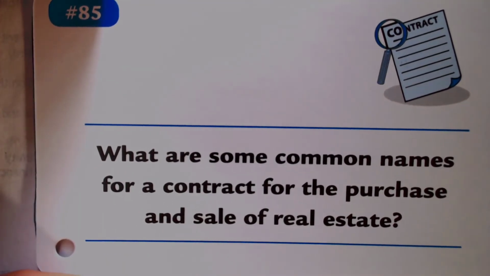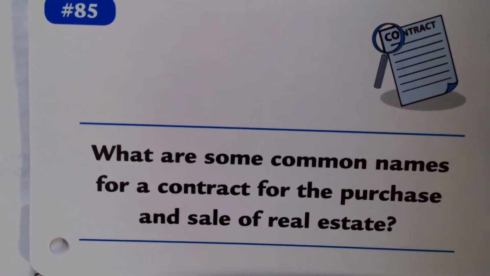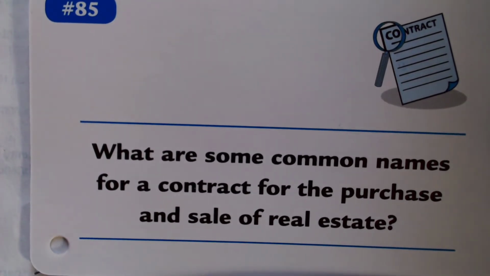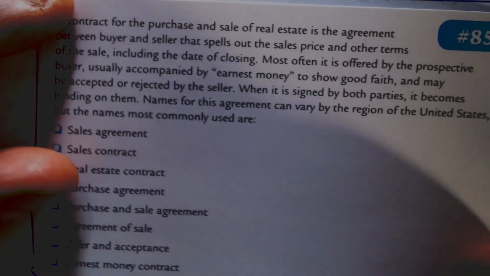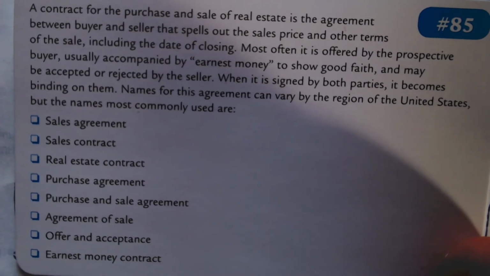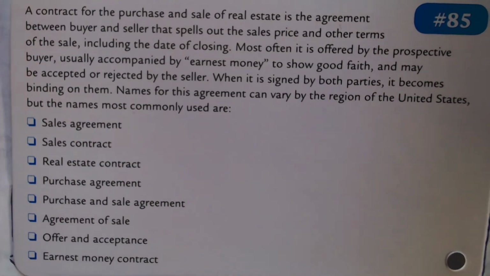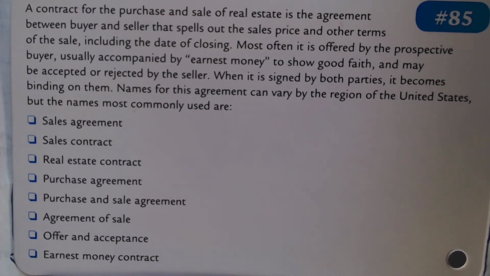What are some common names for a contract for the purchase and sale of real estate? This has a lot of information here. A contract for the purchase and sale of real estate is the agreement between buyer and seller that spells out the sales price and other terms of the sale, including the date of closing.